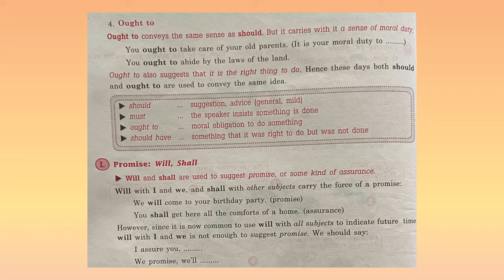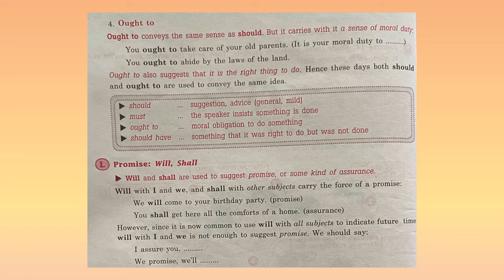So what have we learnt by now? Should is used to show suggestions, advice in general. Must is used when the speaker insists something is done. Ought to is used when moral obligations are given to do something. Should have is used for something that it was right to do but was not done.